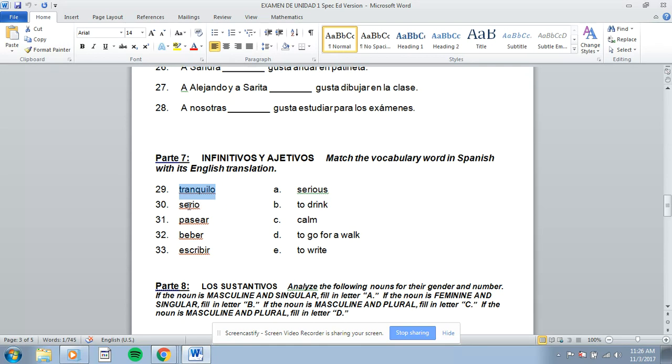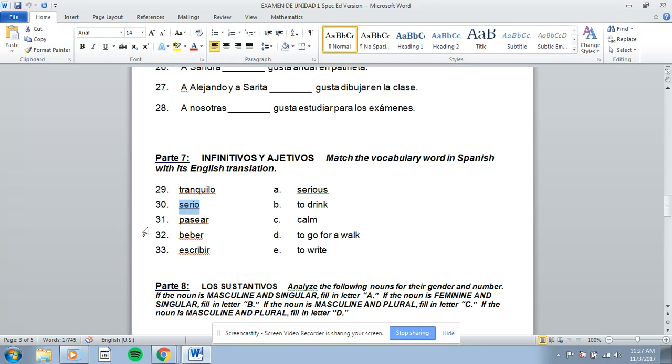Numero 30, number 30, serio. Now you'll look at the answer choices over here and you'll pick the word that means serio. Does serio mean serious, to drink, calm, to go for a walk, or to write? You're only allowed to use A once, B once, C once, D once, and E once. So once you use them one time, you can't use them again.